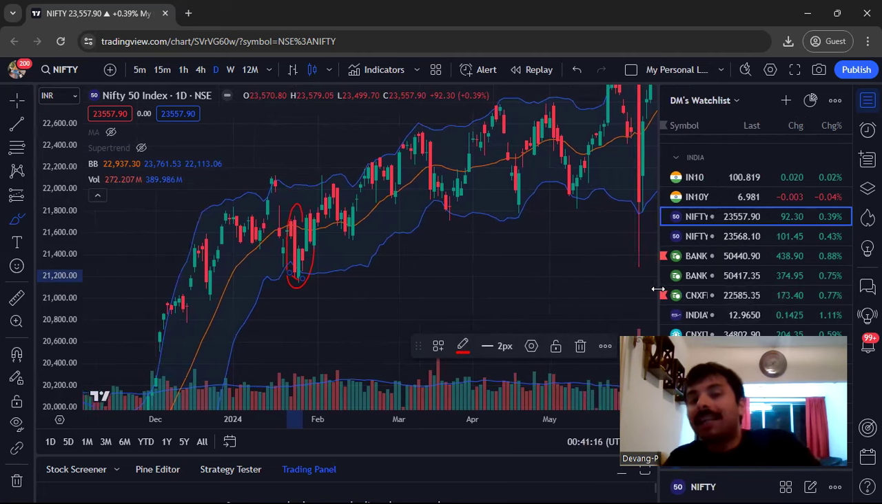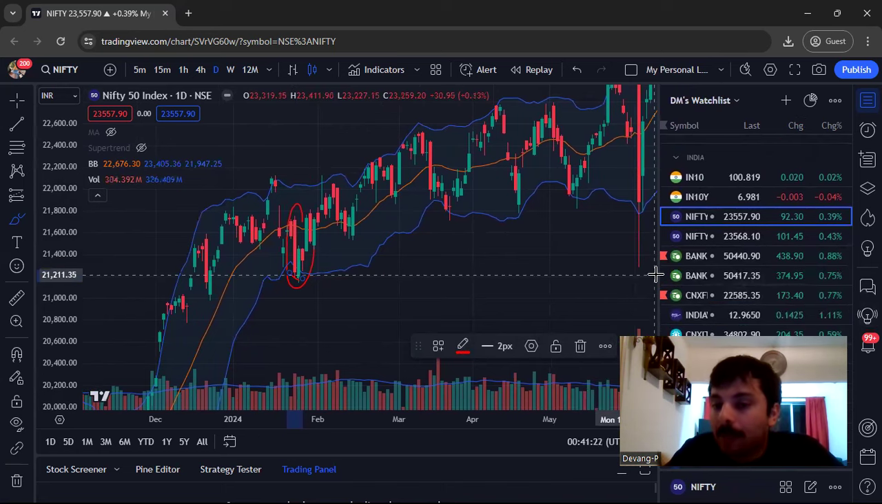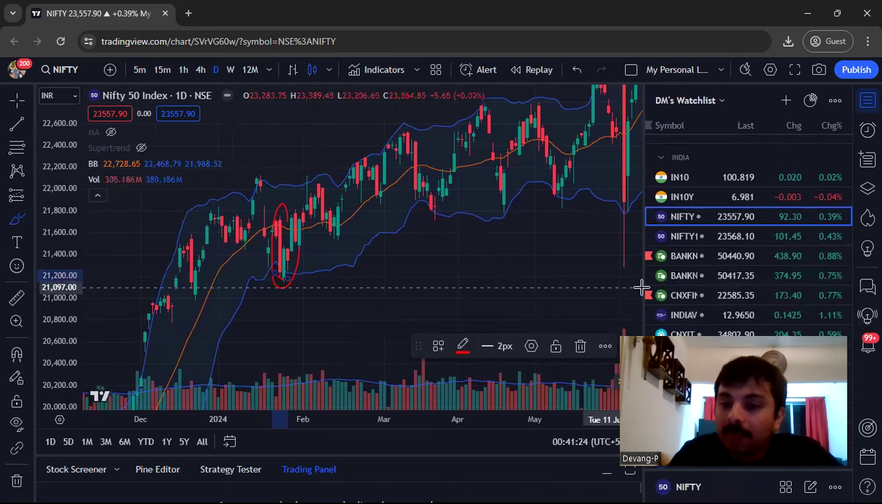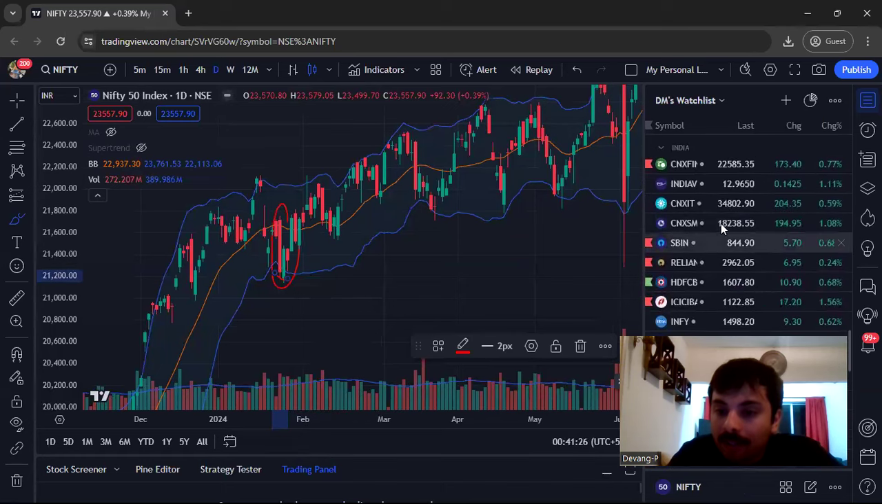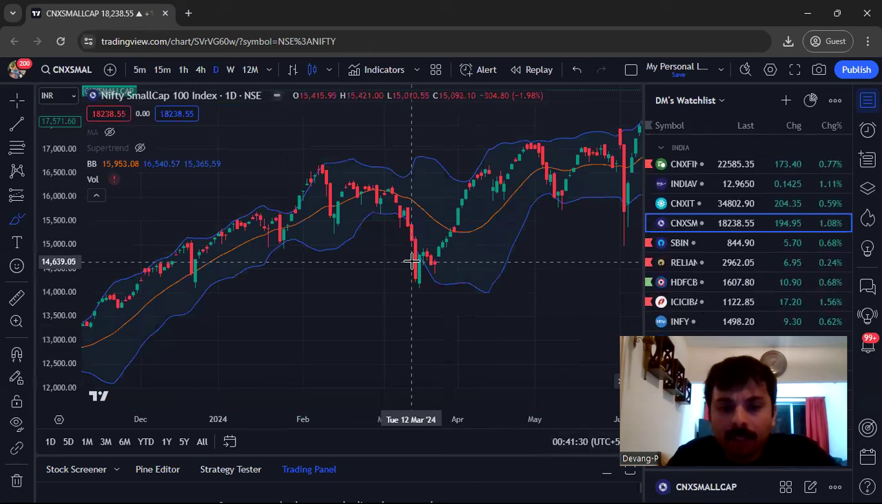Another example which I was actually scouting was in the small cap index. Obviously, the more high beta stocks will give you better performance. More volatile stocks will give you better performance in this, obviously, because it is mean reversion. Small cap index over here. I think this is one good example, if I'm not wrong.